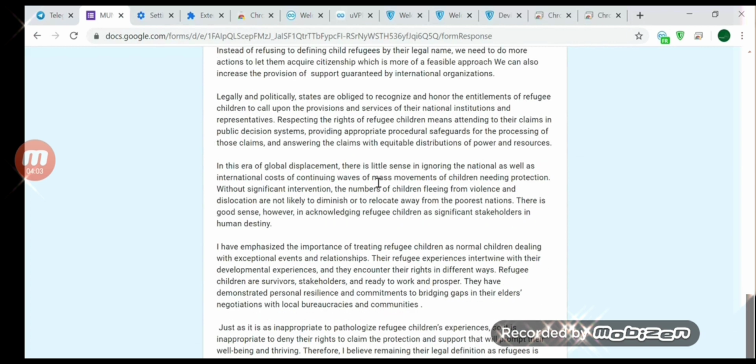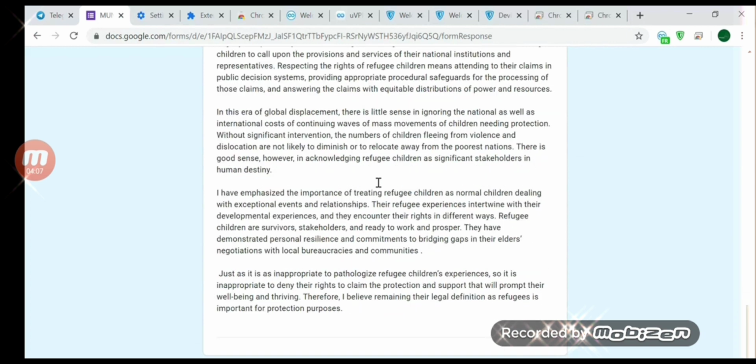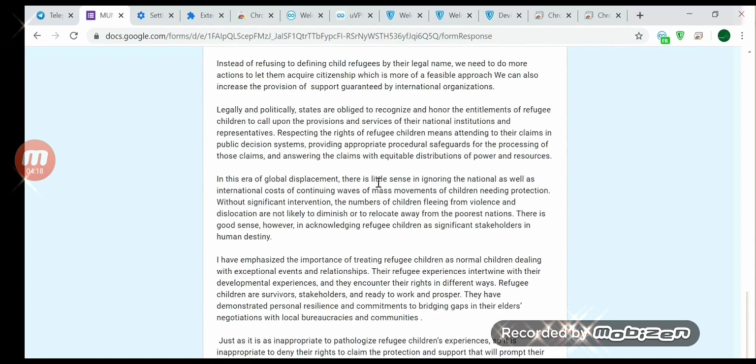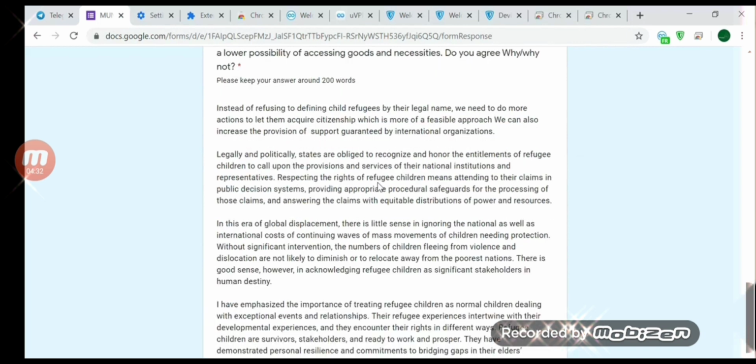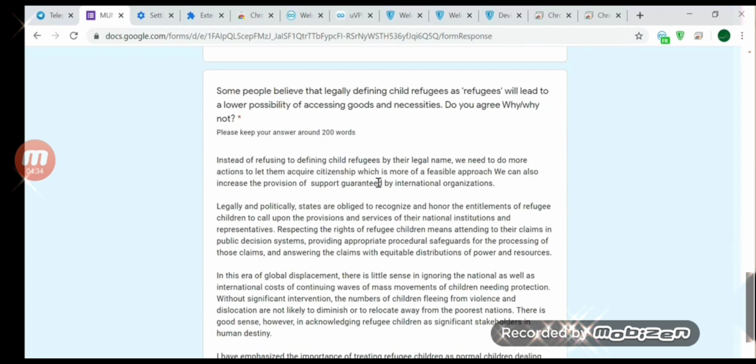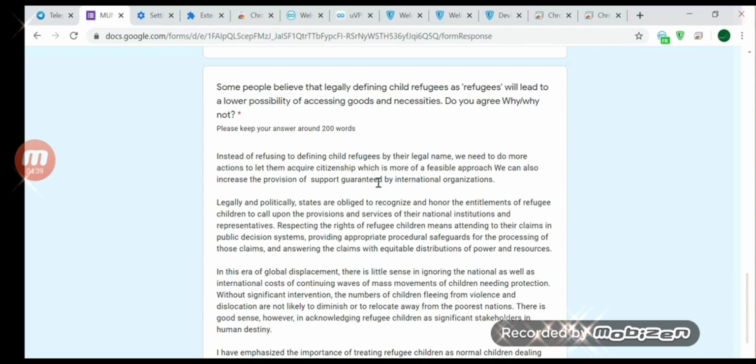So that's what I wrote in my last sentence. Therefore, I believe retaining their legal definition as refugees is important for protection purposes. But before that, I gave some examples, like what kind of rights refugee children have and why they are defined legally as refugees, and why it is important to define them as refugees legally. So you can do the same, just take a look at the essay. You need to organize your ideas with paragraphs, and whatever you want to say, you need to explain it in as much detail as you can.